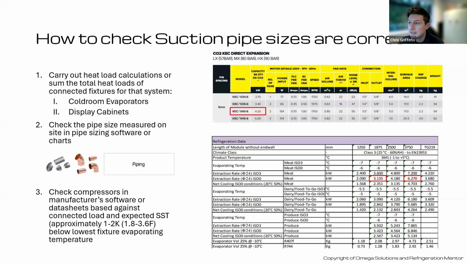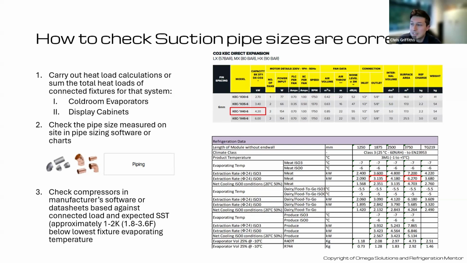But what do we have to do instead? Well, we need to do some good old-fashioned starter level engineering. So we go back to basics and we carry out heat load calculations on our system. Hopefully, you don't have to do this from first principles. You should be able to find the information from the manufacturers of what's been installed on site already.